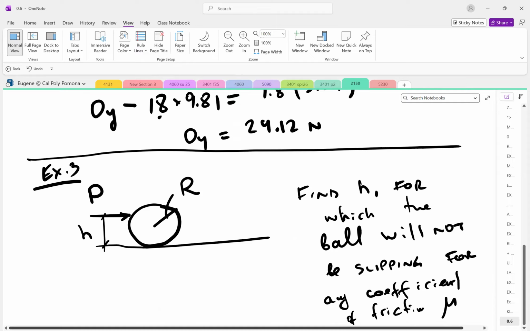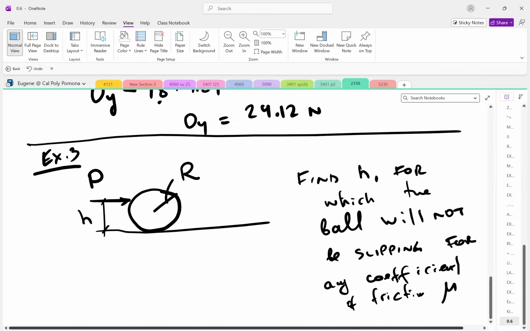Of course, if the coefficient of friction is large, then the ball will not be slipping with the spinning, right? But we want to see what H should be so the ball will be rotating without slipping. That means we'll put at the end the coefficient of friction to be 0, and it will still be not slipping.